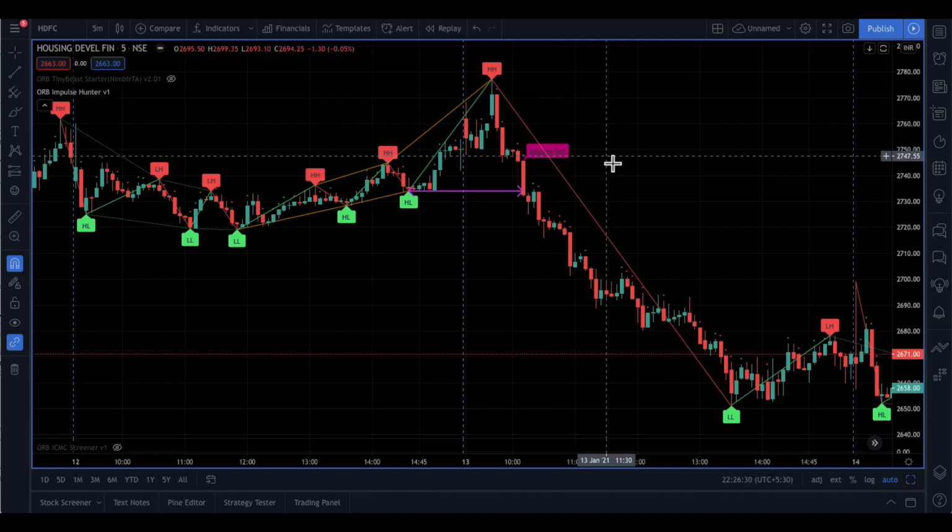So as we know, impulse trades are very high momentum trades. These are trades which are called the 15-15 trades. They actually hold on till the end of the day and give good profit if you hold on to them and follow the principle.